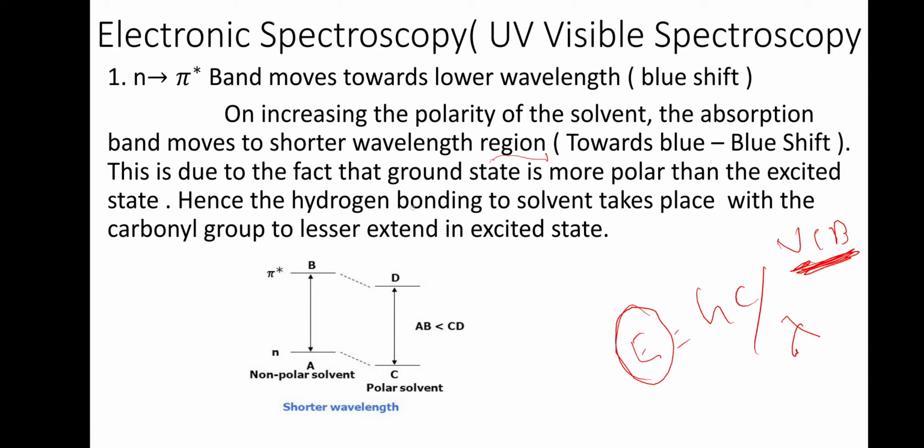This is due to the fact that the ground state is more polar than the excited state. So when you consider the ground state and the excited state, this is the state which is more polar. The electron sitting in this will be involved in hydrogen bonding, and as a result this takes place with the carbonyl group to a lesser extent in the excited state.